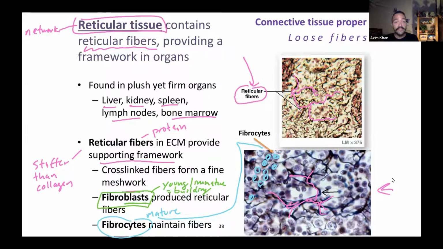This is a loose connective tissue. You can see how spaced out the fibrocytes are. Not just how spaced out the fibrocytes are, you can see how spaced out the reticular fibers are. The reticular fibers aren't all right next to each other. There's branching, and therefore there's space between them. By having space between them, by having rigid reticular fibers, that provides a framework for these organs that need framework for cells and other processes going on in them.